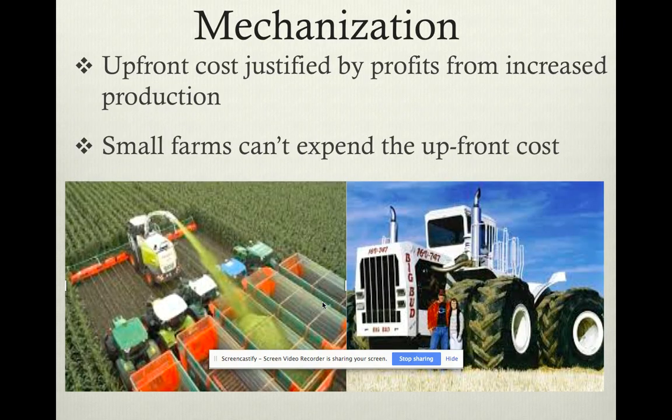When we look at the mechanization for how we actually produce more food, there's a huge upfront cost with these tractors and big heavy machines. It's justified by the profits that you're going to be making from the increased food production. Unfortunately, small farms can't extend this cost up front because they just don't have the extra money. So most small farms don't utilize a ton of the huge tractors and things like that.